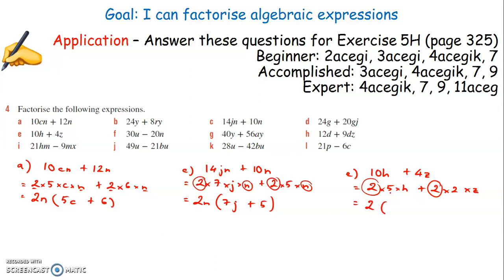And then everything else inside the brackets. So for the first term, we have 5 times h left, or 5h left. And for the second one, we have 2 times z, or 2z. Okay, we can also check. 2 times 5 is 10, right? So that's 10h. And 2 times 2z, 2 times 2 is 4, so that's 4z.